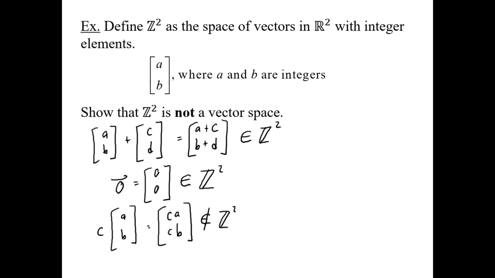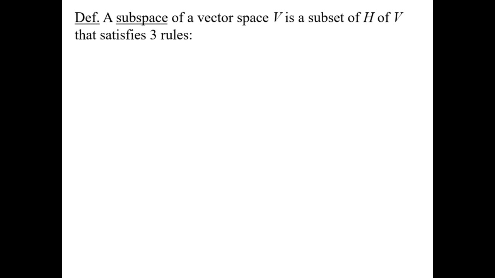Okay, so this is what we mean by a vector space. Now, let's talk about subspace. So a subset is just a smaller set within a larger set. It's kind of right there in the word, subset. So a subspace of a vector space V is a subset H of V. So H is going to be the subset.